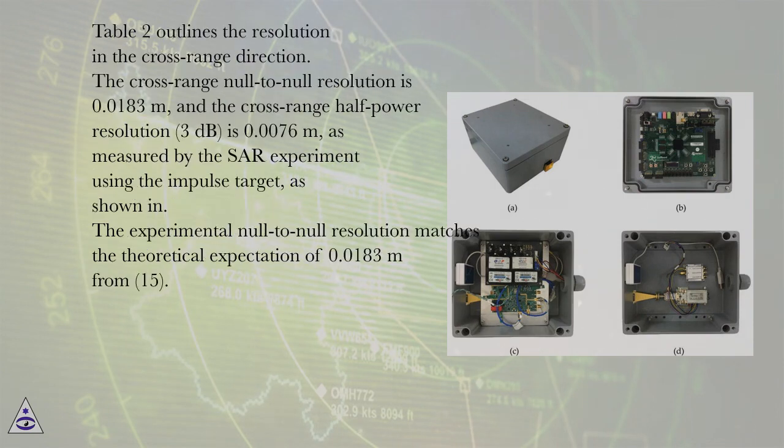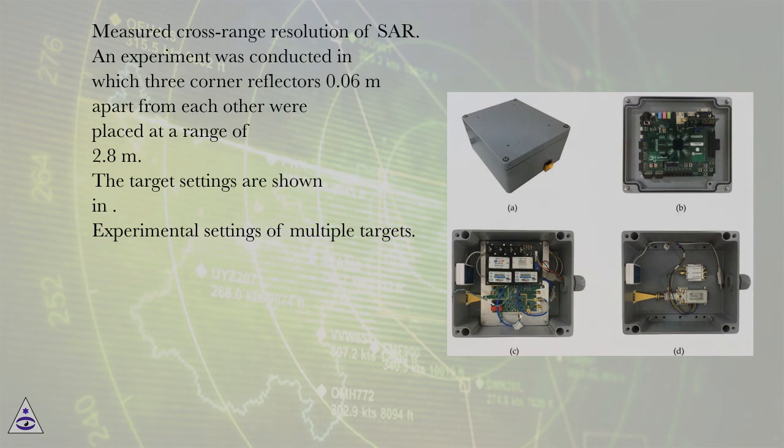Table 2 outlines the resolution in the cross-range direction. The cross-range null-to-null resolution is 0.0183 meters, and the cross-range half-power resolution, 3 decibels, is 0.0076 meters, as measured by the SAR experiment using the impulse target, as shown in. The experimental null-to-null resolution matches the theoretical expectation of 0.0183 meters from (15). Measured cross-range resolution of SAR.